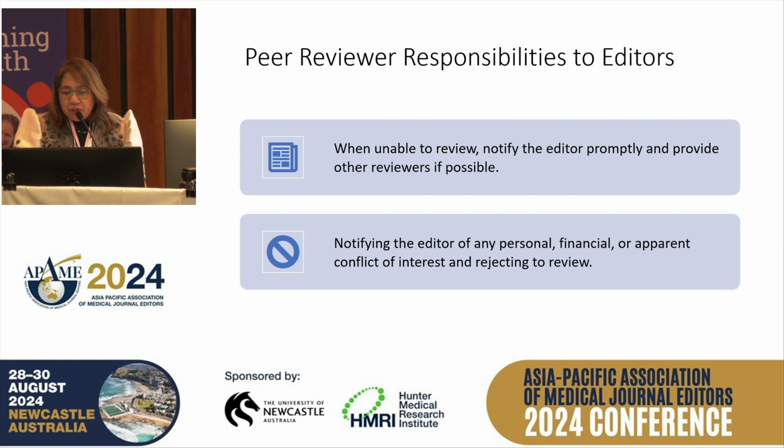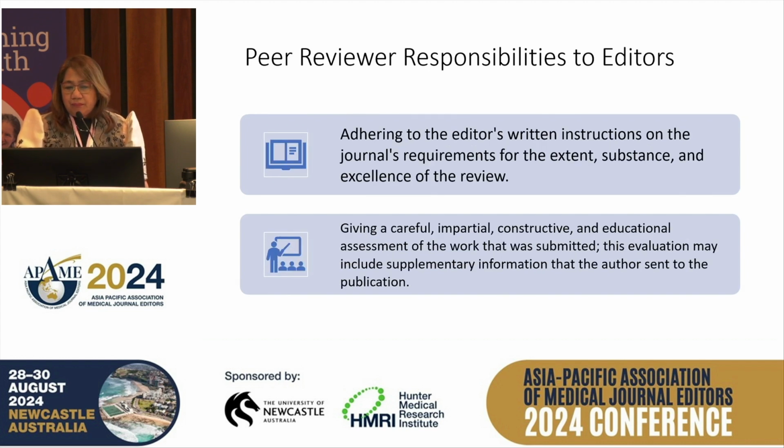It is also the job of peer reviewers to let the editor know about any personal, financial, or perceived conflict of interest which may affect their judgment of the manuscript. This will keep the process fair and objective, and they should turn down the review if there are any such conflicts. Also, the peer reviewer must follow the editor's written directions about what the journal wants from the review in terms of its scope, content, and quality. This includes making sure that the feedback is in line with the journal standards, and the reviewer helps keep the journal's reputation for strict and high-quality content by following these guidelines.